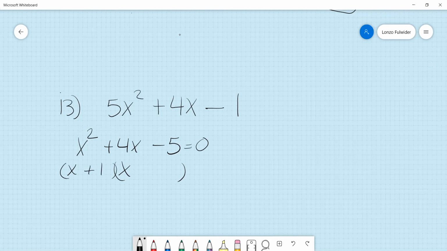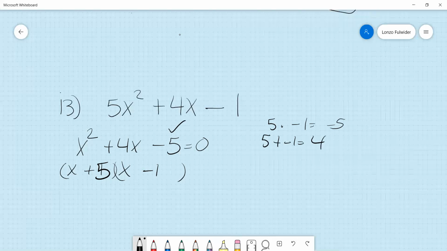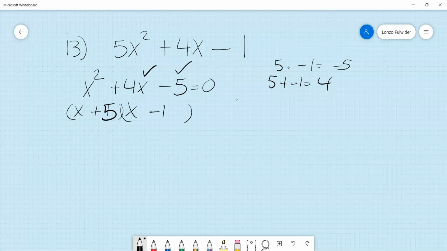I'm going to use +5 and -1, right? Because 5 times -1 gives me -5, so this satisfies that one. And when you add 5 plus -1, you get 4. So yes. Then remember, go back to the 5. So you're going to divide 5 over here, 5 over 5, and then over the -1. So 5 over 5 simplifies as x plus 1.